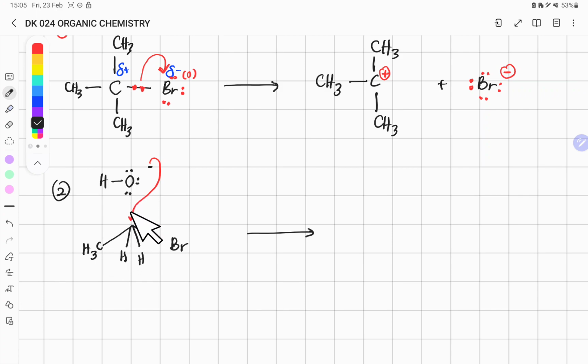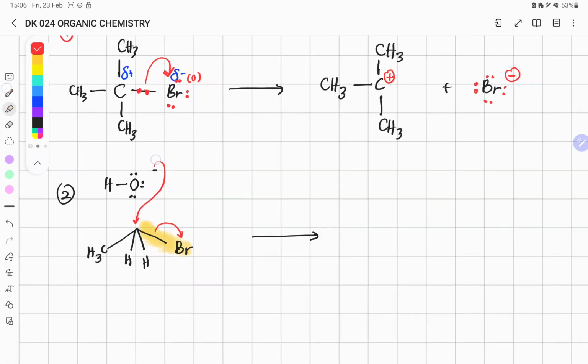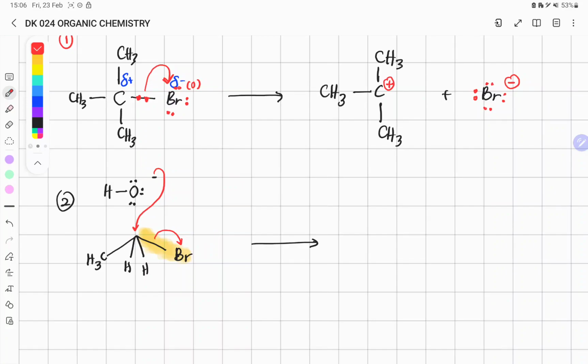Okay, jadi dia akan putuskan bond yang karbon dengan bromine. So ini yang saya highlightkan ini dengan warna kuning. Nampak? Okay, yang saya highlightkan dengan warna kuning itu adalah dekat mana heterolytic cleavage berlaku. This is where the heterolytic cleavage happens. So apa yang berlaku, kita akan dapat CH3 itu kita tak ubah.